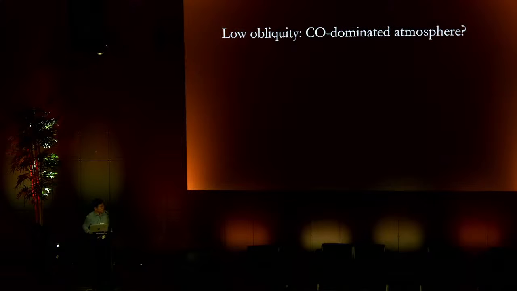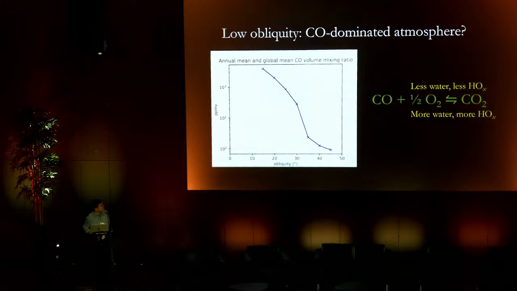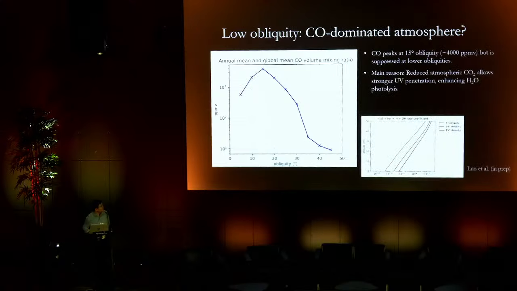For the low obliquity Mars, we ask another question. Can we have a CO-dominated atmosphere? We expect this because at low obliquity, there's much less water, so there are no catalysts, so CO2 can be photolysed into CO, and CO cannot return to CO2. And this is what we see when we decrease obliquity from 45 degrees to 15 degrees. But if we go to lower obliquity, we get less CO in the atmosphere.